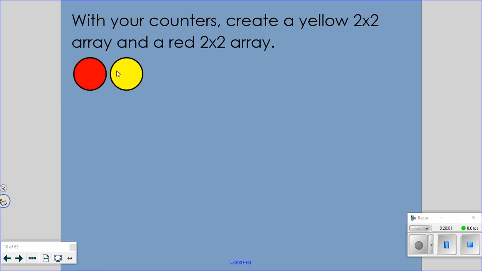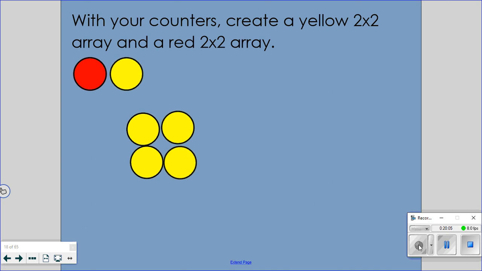Okay, here's what my two groups of 2 should look like. I have 2 in each one, and then I should have one in red. Does this make sense, what I got? So I have 2 groups of 2 in yellow, 2 groups of 2 in red.